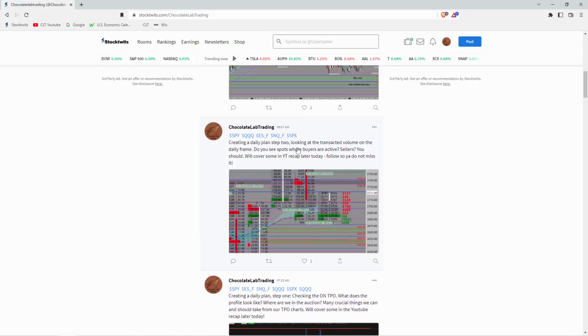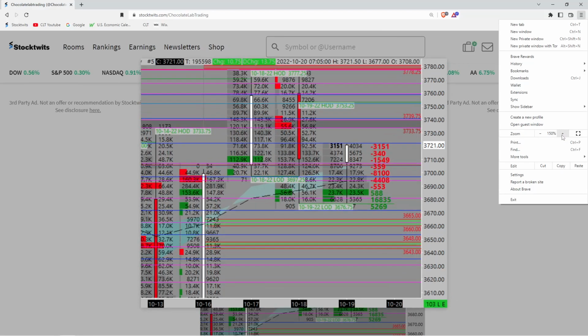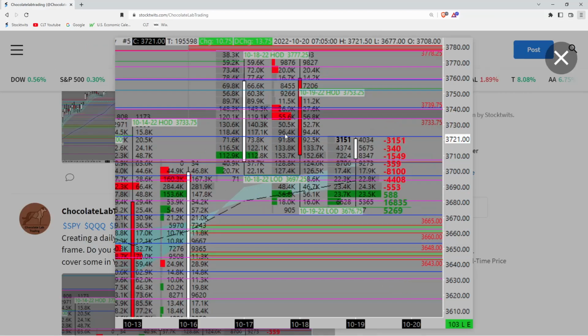So here we are, creating a daily plan. Step two, looking at the transacted volume on the daily frame. Do you see spots where buyers are active? Sellers? You should. We'll cover it here. So this is the transacted volume on the daily charts.